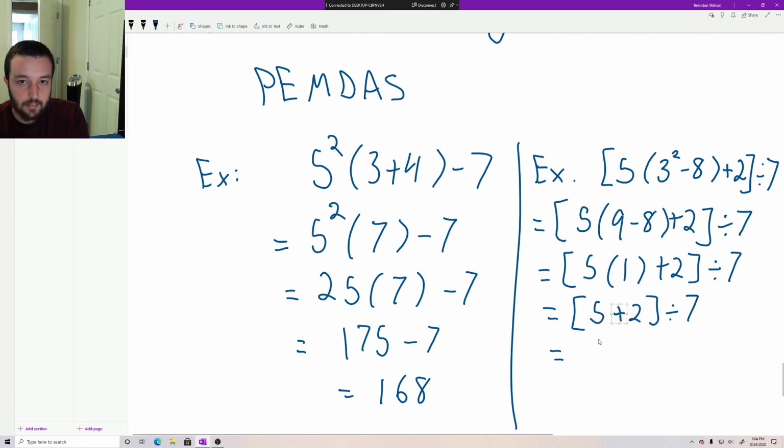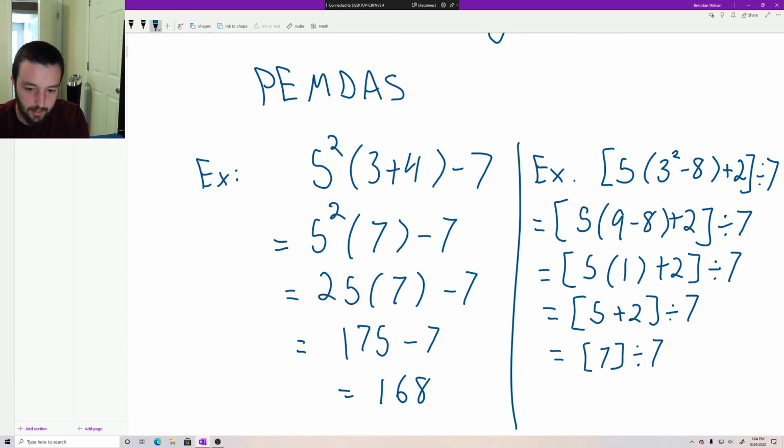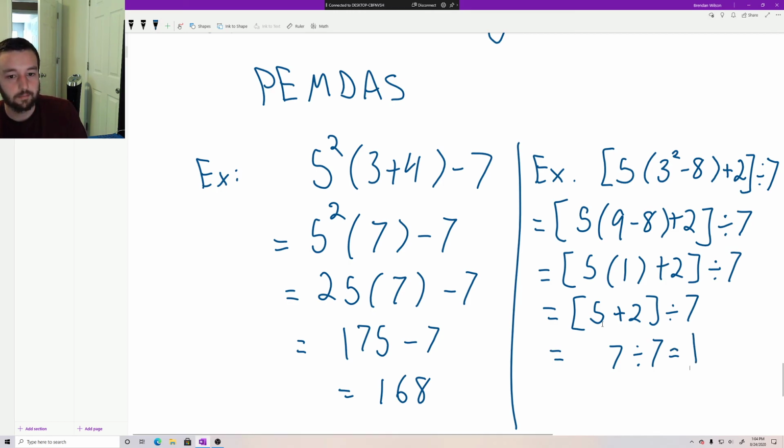Now we only have one thing left in the parentheses, which is addition. Okay, so we have 7 divided by 7. You don't really need the brackets anymore because you already did everything in them. So you can just write 7. And so the last thing we have is division. 7 divided by 7 gives us 1. Okay. So we want to work on the outermost parentheses down to the innermost parentheses. Okay.